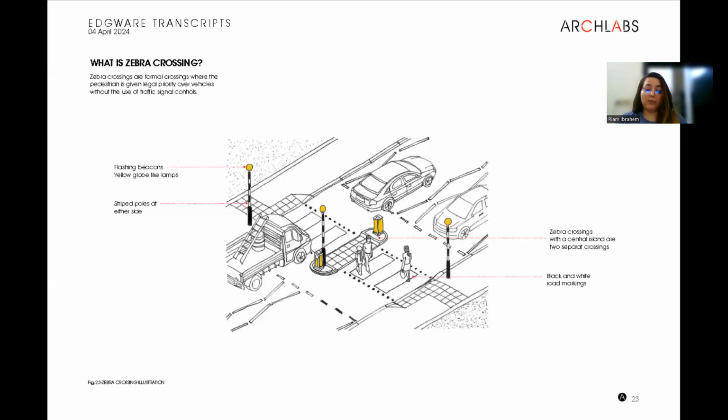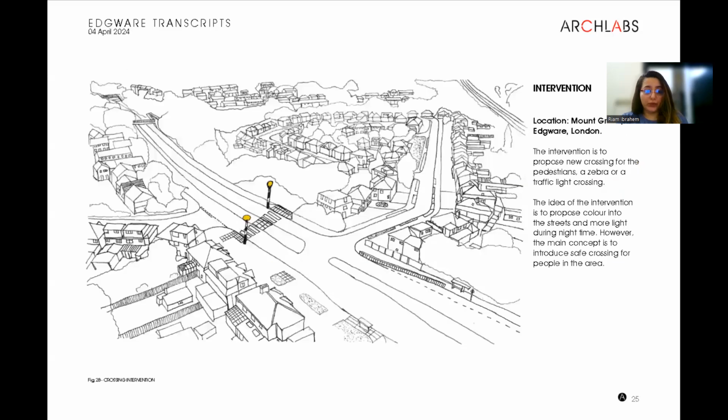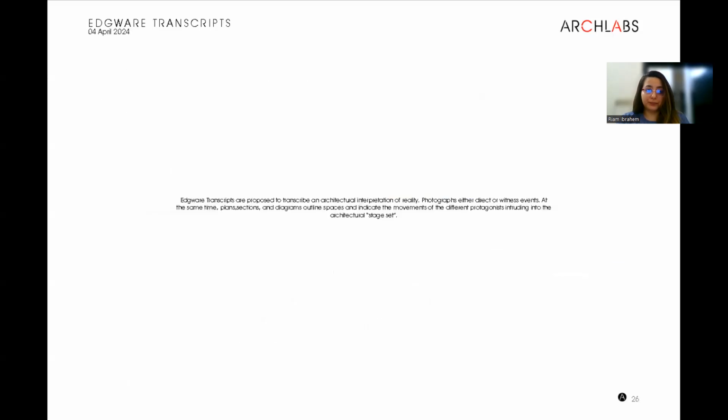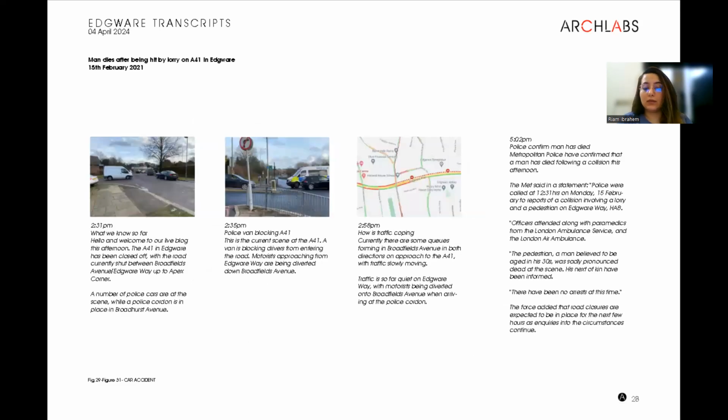So this was at the beginning of the project. I was looking at zebra crossings and trying to explain what a zebra crossing is and what the opportunities of a zebra crossing are. Some inspirations of road graffiti. I looked at some newsletter reports of accidents and deaths that happened on the A41, and there is one in 2021, and this is the full report.